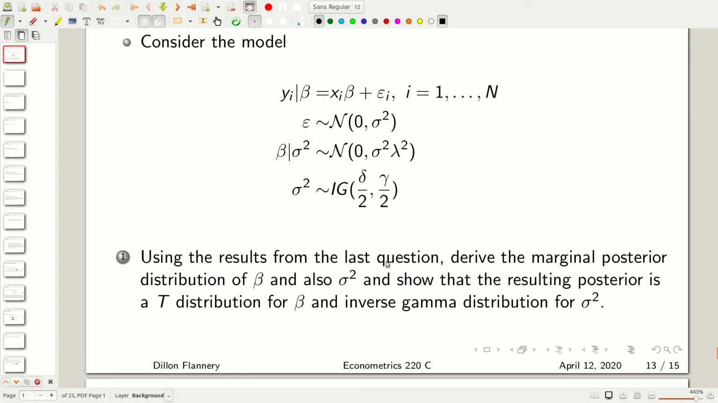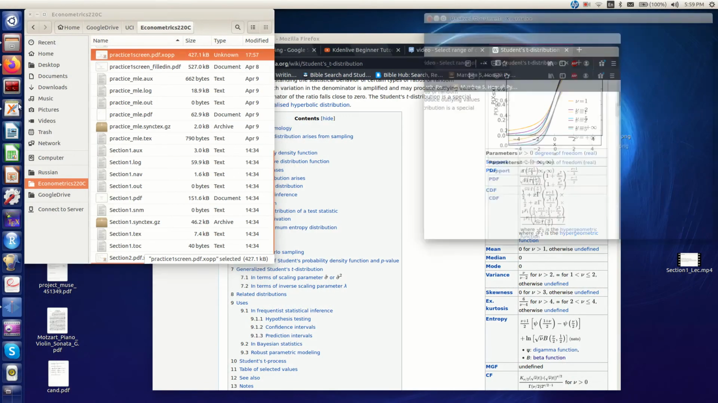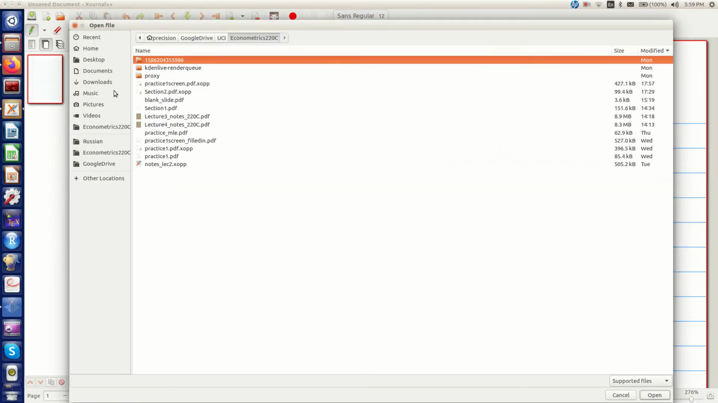Now we're going to derive the marginal distribution of beta, not conditional on sigma squared, and the marginal of sigma squared. Then we want to show that the resulting posterior is a t distribution, and we can also show that we've got an inverse gamma distribution for sigma squared. Okay, so those are the two things that we should do. Let me give you my hints there. I'll close this one now that you know what the question is, and start a new one.